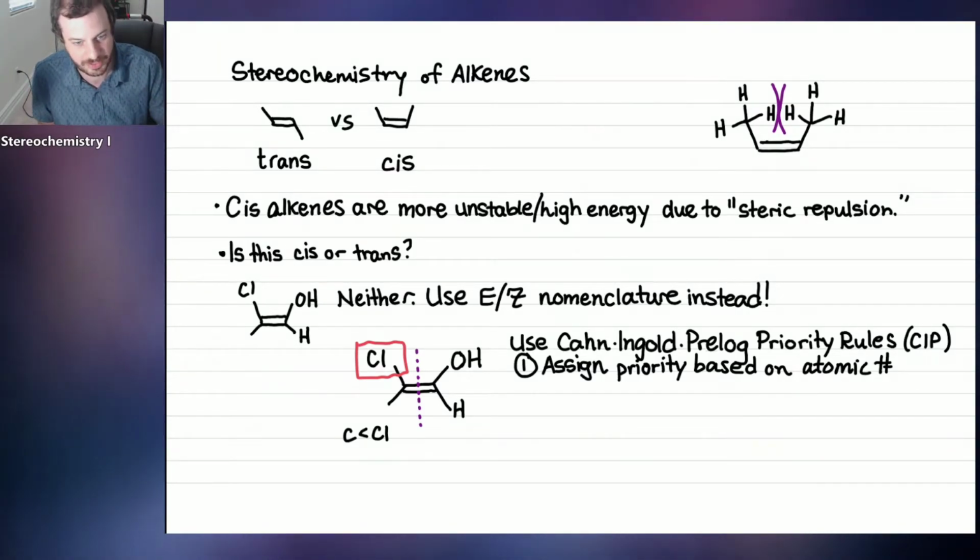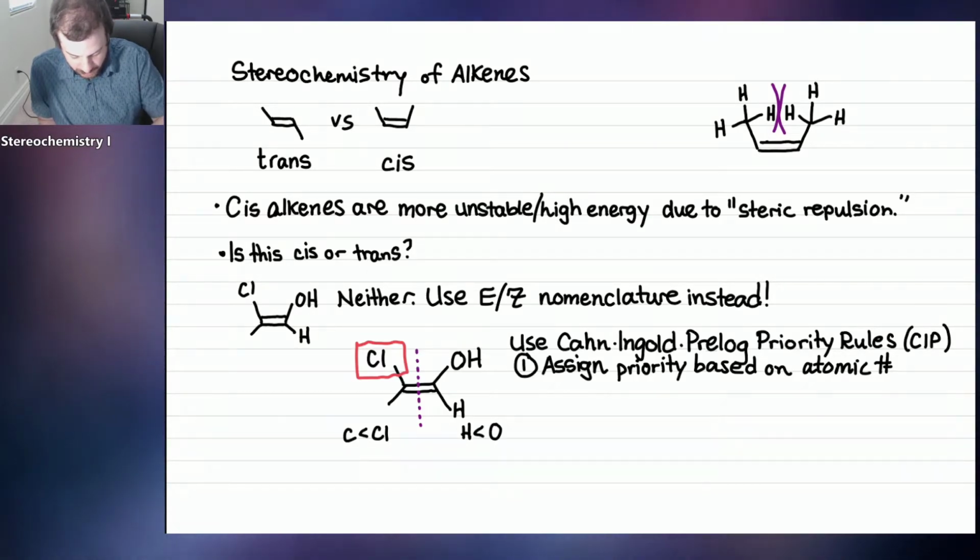Now we'll do the same thing on the right side. Who has the winning group on team 2? Who has a higher atomic number? Look at the atom that's directly attached. Is it oxygen or hydrogen? Who wins? Hydrogen has a lower atomic number than oxygen.